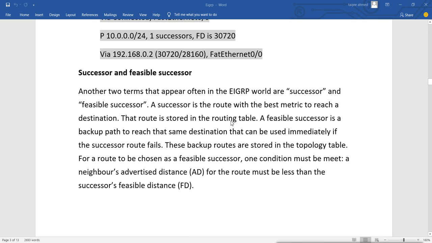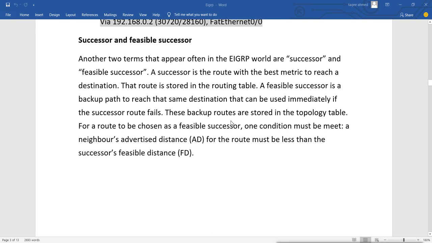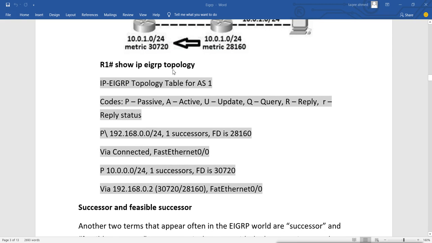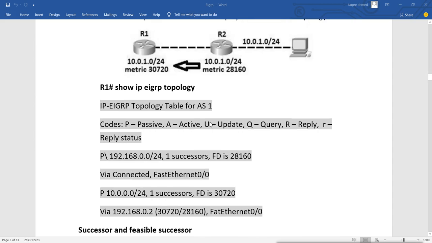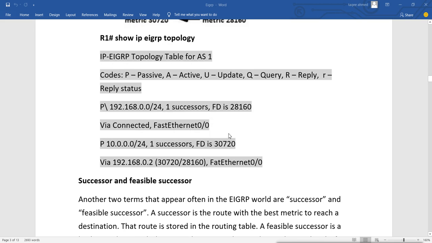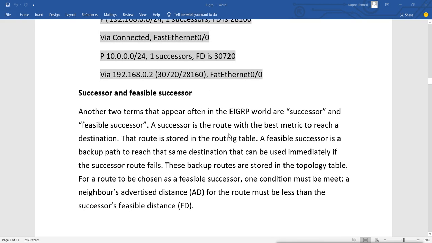So these are the EIGRP terms which you will hear many times, and you can see them when you run the show ip eigrp topology command. You can see the successor, and also the feasible successor if you have multiple paths. If your topology is a linear topology, then you will not see multiple paths, and you will not see a successor or feasible successor, but you will see the distance and advertised distance.